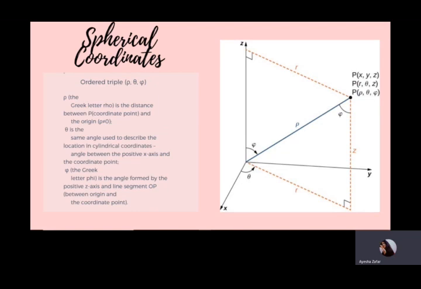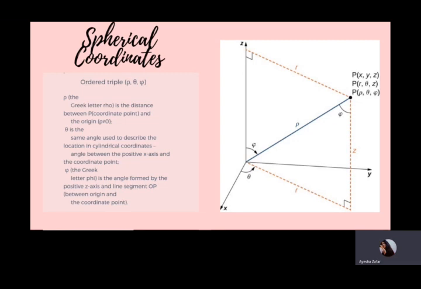In the Cartesian coordinate system, the location of a point in space is described using an ordered triple in which each coordinate represents a distance. In the cylindrical coordinate system, the location of a point in space is described using two distances, r and z, and an angle measure theta.